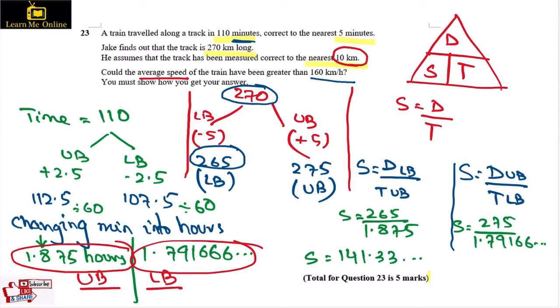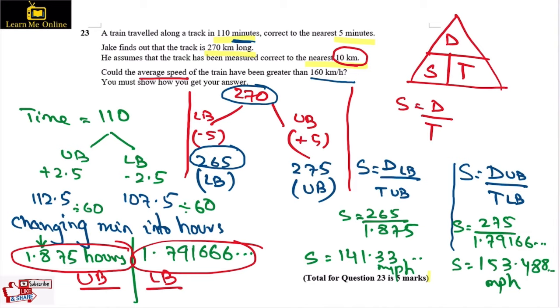So 275 over 1.79166 in the calculator gives another speed, which is 153.488, and that is recurring as well. Remember that both units are in miles per hour because we used hours and miles for the distance. Going back to the original question: could the average speed of the train have been greater than 160?